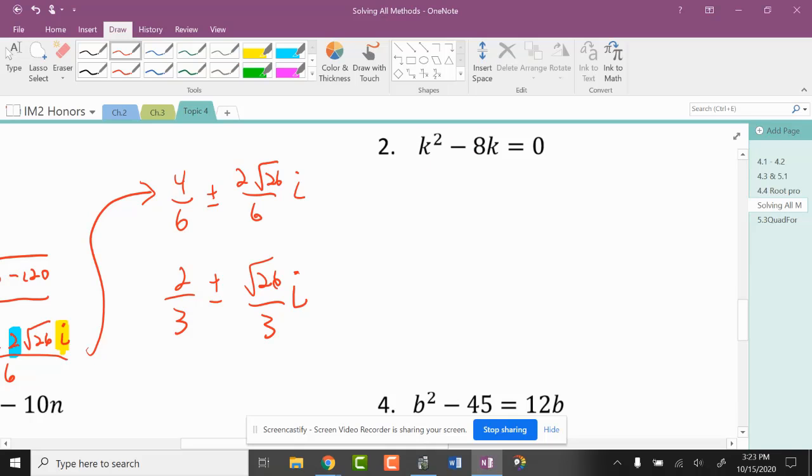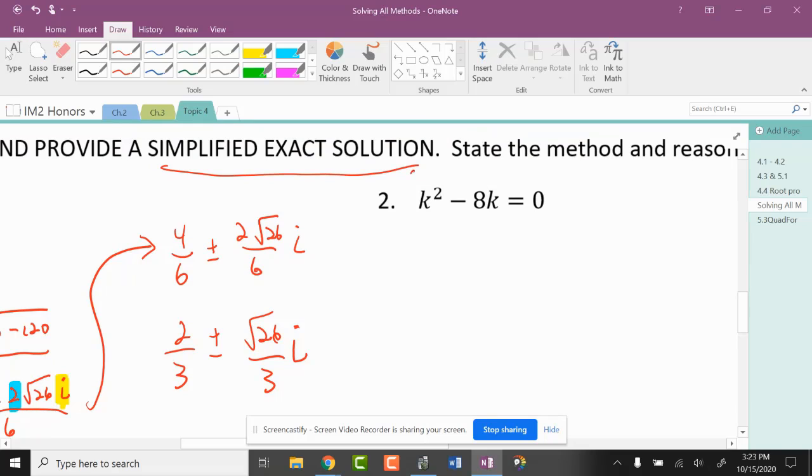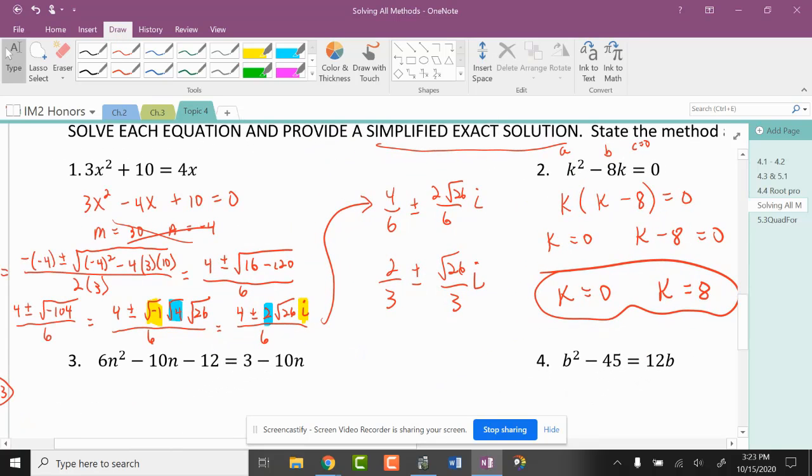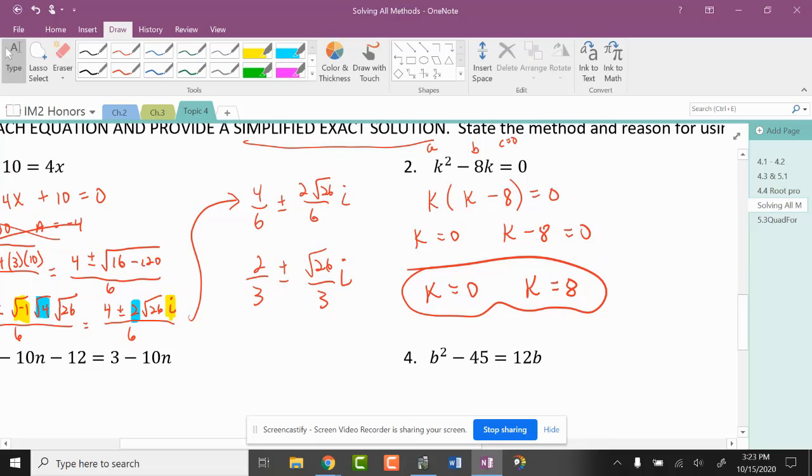Okay, so a equals 1, b equals -8, and c equals 0, but a waste of time to use the quadratic formula because this is just like what I showed you up in the notes section. This is factoring out a GCF, and then this is zero product property. So k equals 0, k equals 8. All right, and done. Look at how long my last example took. Look at how quick number 2 got done.